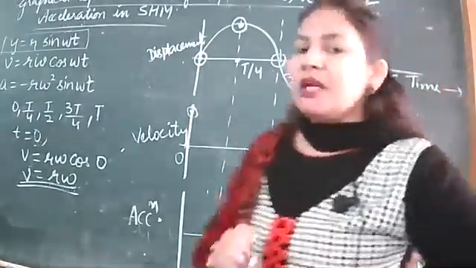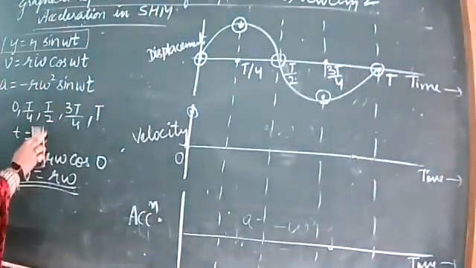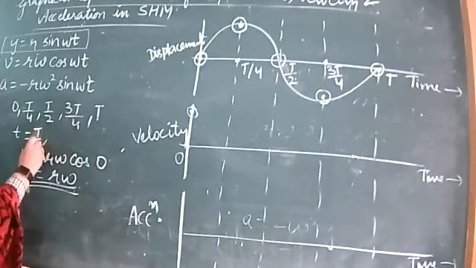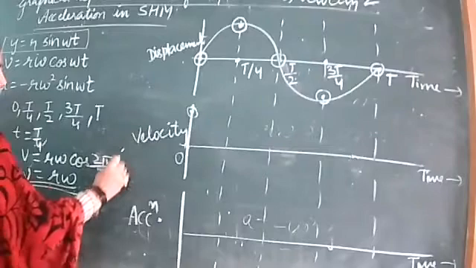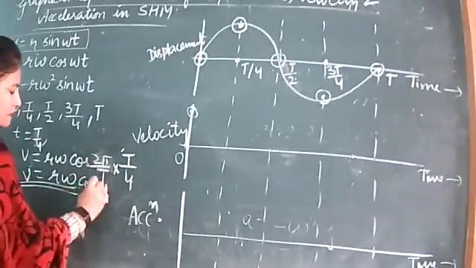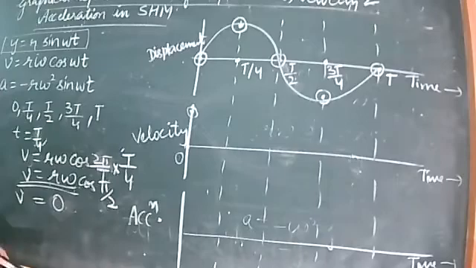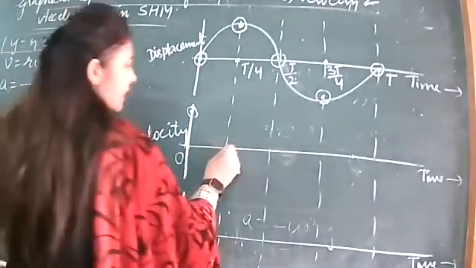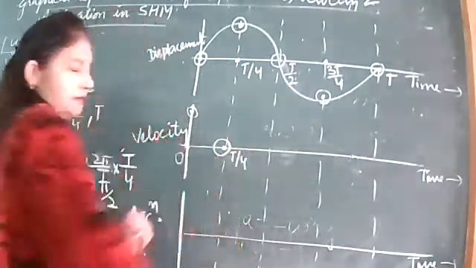Fine. Now let us put t equal to T by 4. Omega is 2 pi by T, into T by 4. Again it becomes cos pi by 2, and cos 90 is 0. So we get 0 point corresponding to T by 4 interval.